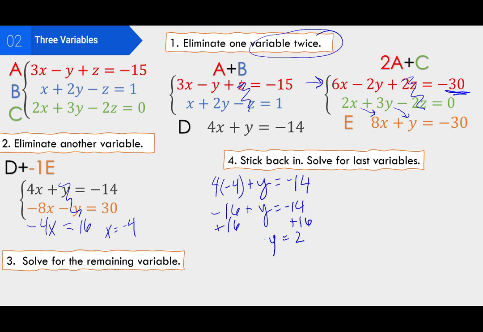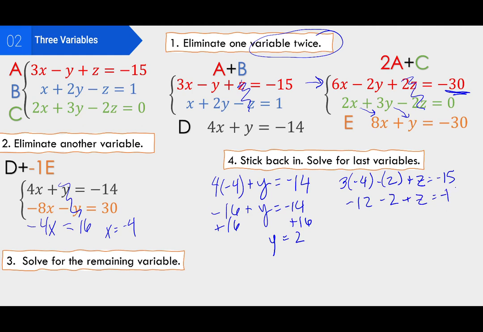Y equals 2. Alright, so I have y, and I have x, and I need z. So I'm going to go back to the beginning and plug those in. I'm just going to pick the first one. X equals negative 4, minus y is 2. Don't know what z is. Solve for that. So negative 12 minus 2.